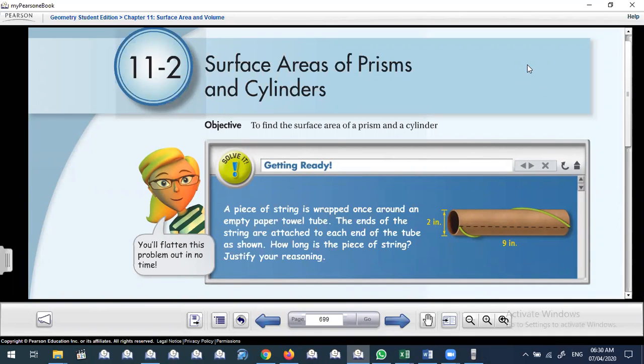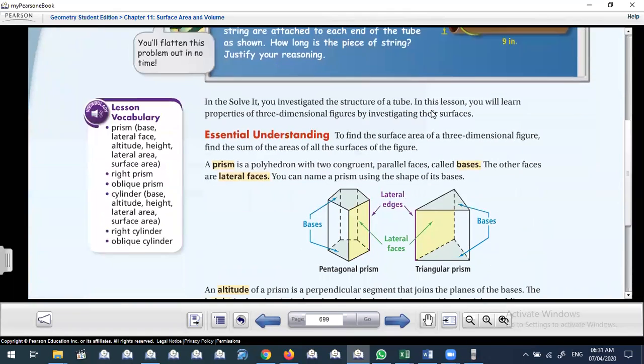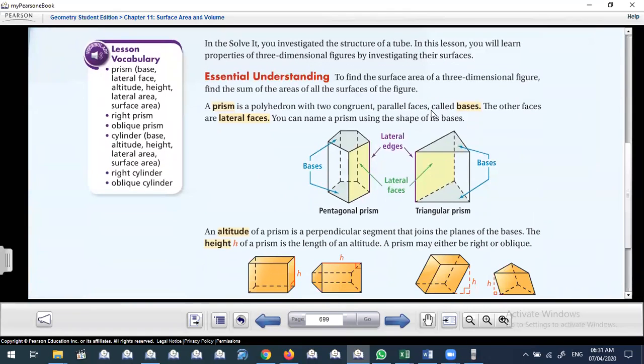How are you today? Our lesson today is lesson 11.2, which is surface areas of prisms and cylinders. Here, we need to know what is the meaning of prism.